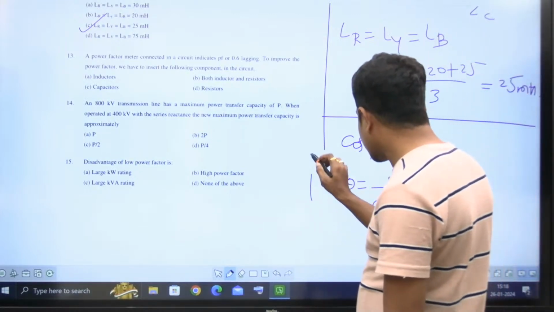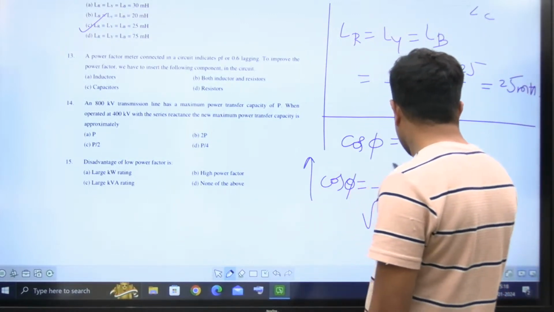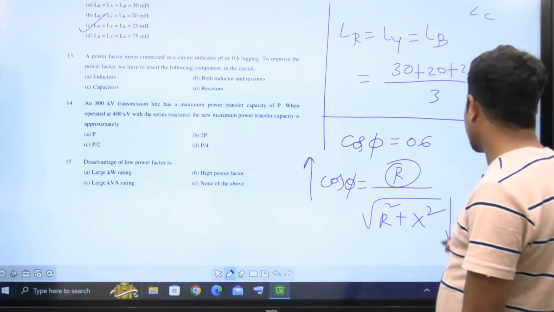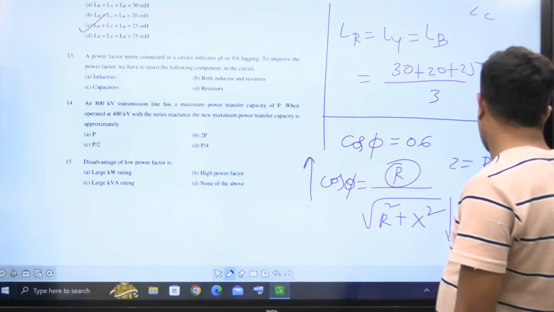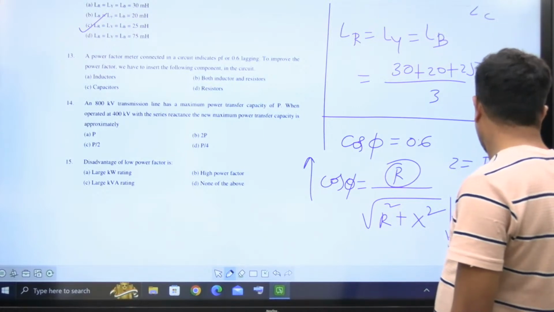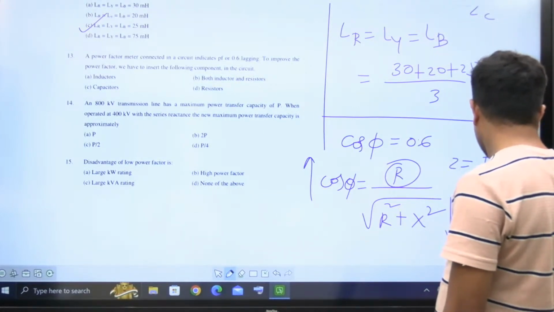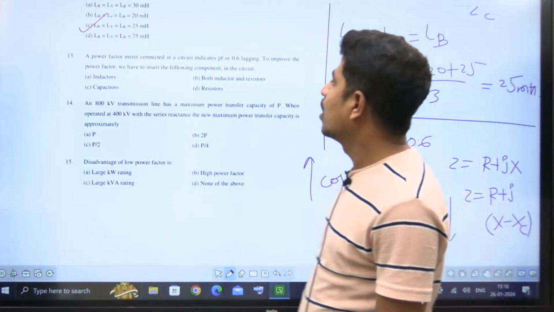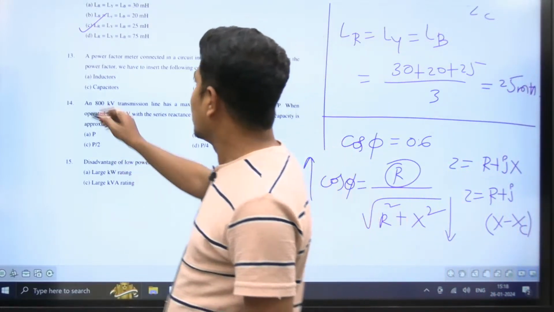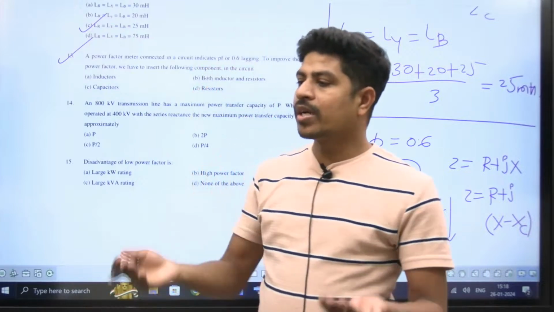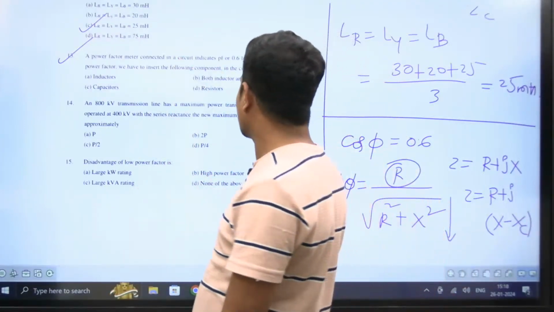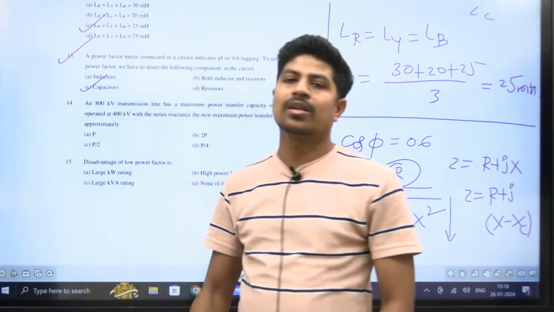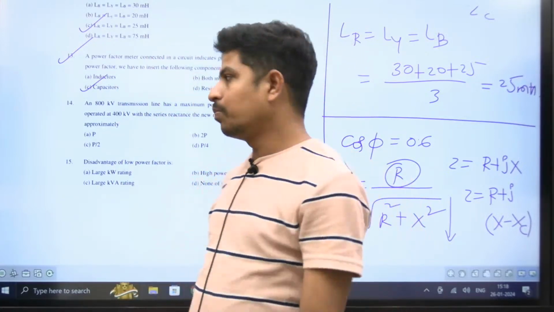See, we want to increase the power factor. Resistance will remain the same, so I want to decrease X. Z is equal to R plus jX. Now if I connect a capacitor in series, X minus XC, this is decreasing, so power factor will increase. What are the options? Inductors, no. If you put an inductor, Z is going to increase, the power factor is going to decrease. Second one is both inductors and resistors, no. Third one is capacitors, yes. If you put a capacitor, reactance is going to decrease, power factor is going to improve, right?